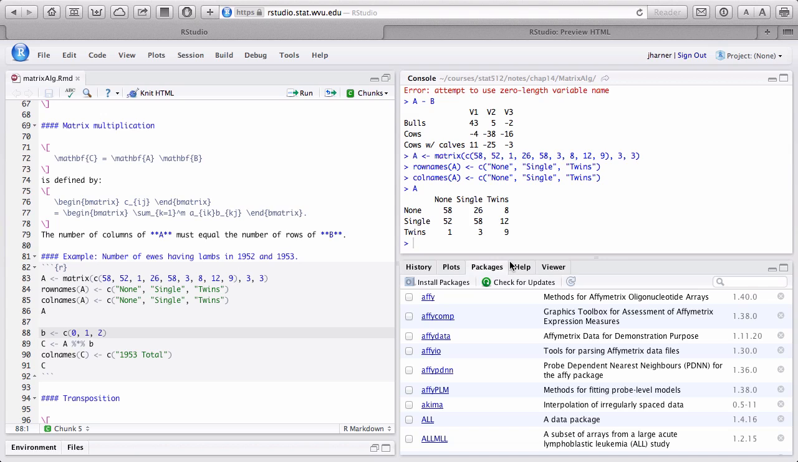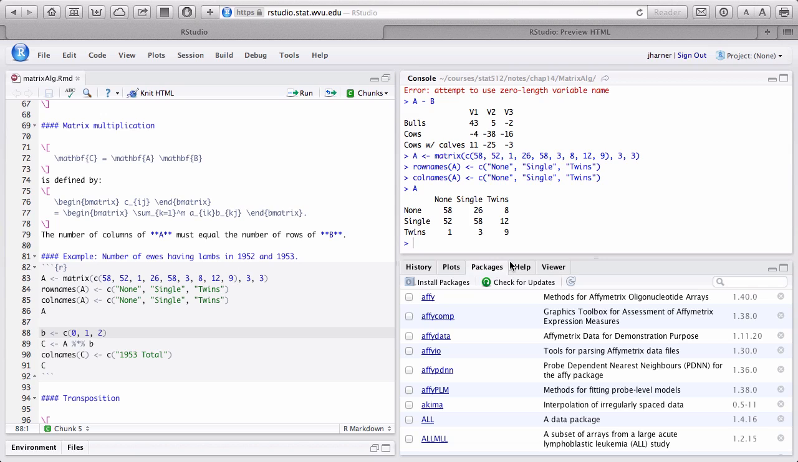There were 58 ewes that had no lambs in 52 or 53. Following? There were 26 that had no lambs in 52, but had a single lamb in 53. And there were 8 ewes that had no births in 52, but twins in 53, and so forth. The next row would be that there were 52 that had single births in 52, but no births in 53. So the matrix is not symmetric. And you keep going, and there were 9 that had twins in 52 and had twins in 53.